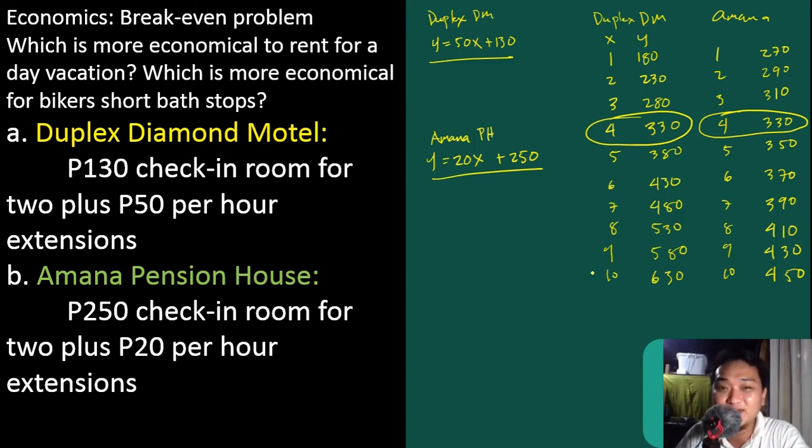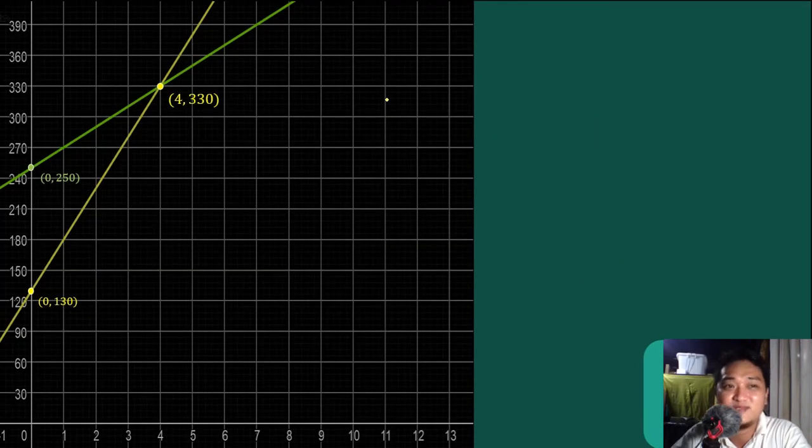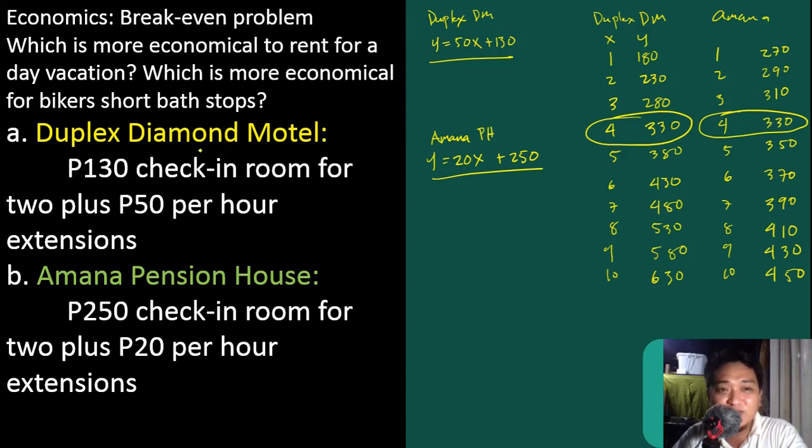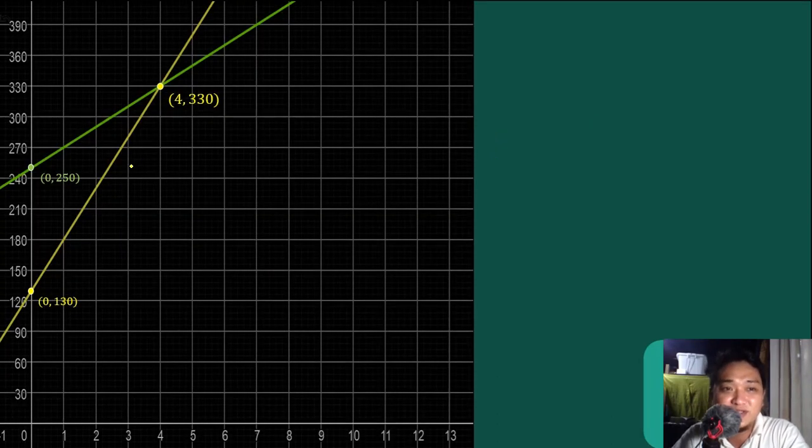Ngayon, tingnan natin yung itsura kung i-graph natin yung dalawang system. Ayan. So, yung graph po, yung kulay yellow, it will pertain to Diamond Hotel. Yung kulay green, it will pertain to Amana Pension House. So, kung i-graph natin sila, you can make use of GeoGebra.